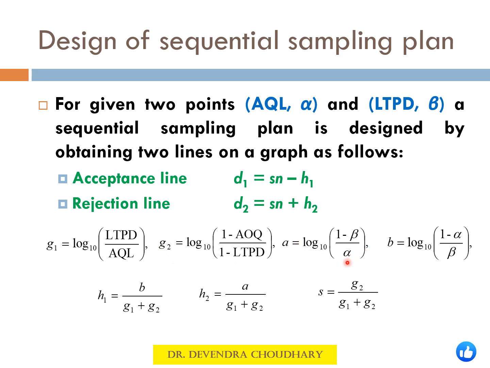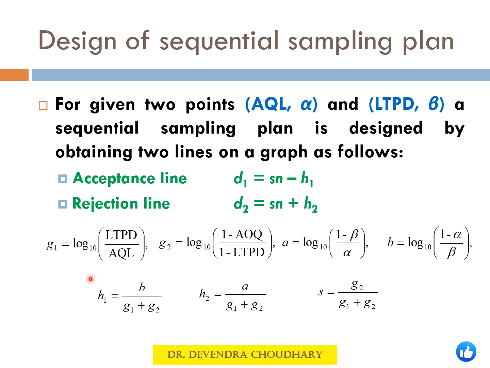Alpha is the probability of rejection, beta is the probability of acceptance. So 1 minus beta is the probability of rejection at LTPD level. So this is the probability of rejection at LTPD and this is the probability of rejection at AQL level. Similarly, this 1 minus alpha is the probability of acceptance at AQL level and beta is the probability of acceptance at LTPD level.